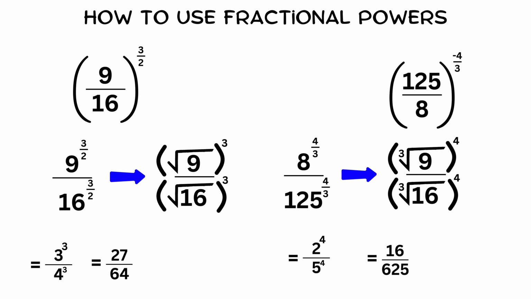And then because the cube root of 8 is 2 and the cube root of 125 is 5, we can simplify it to 2 to the power of 4 over 5 to the power of 4, which is 16 over 625.